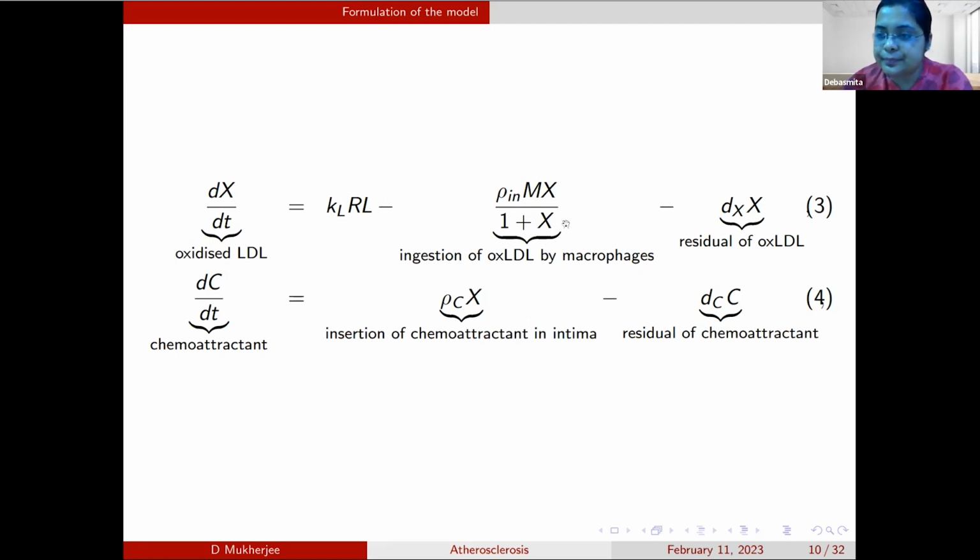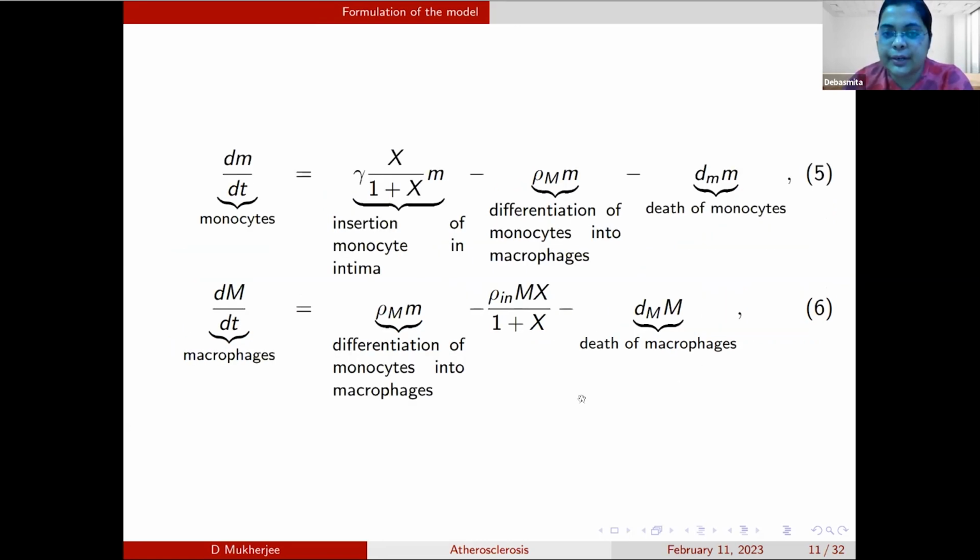So this is a biological term, and here also we use this 1 plus x, because there is a saturation constant here. So ingestion of oxidized LDL by macrophages is represented by this term. And next we have residual of oxidized LDL. Now in presence of oxidized LDL, we have seen that intima secretes chemoattractant. So chemoattractant source is directly proportional to the oxidized LDL concentration, and then we have residual of chemoattractant.